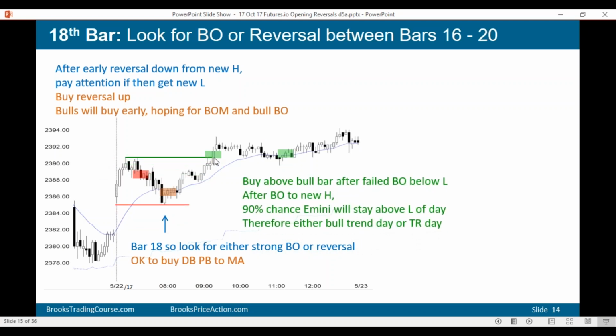Some traders prefer to enter on a stop on the breakout above the 18-bar range. At this point, once we went above that high, 90% chance this remains the low of the day, which means we're either going to go up or sideways. And if it's sideways, you can buy pullbacks and you can make at least some money.